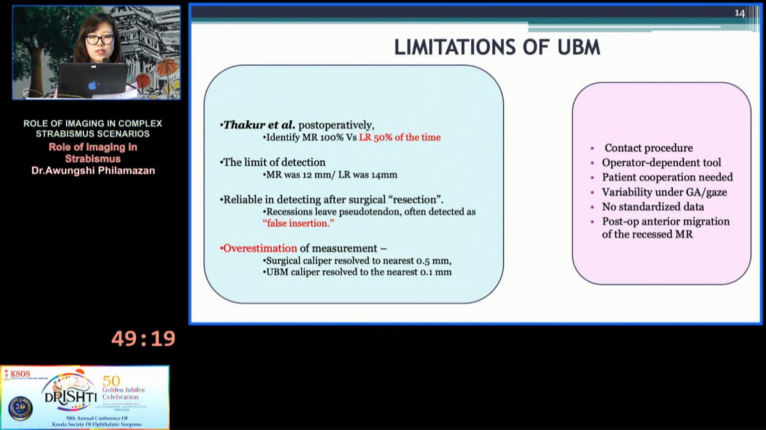It has better resolution and higher image quality. The limitation is that it can detect the lateral rectus only 50% of the time, so sometimes it may not be as useful as we thought. The further the muscle is from the limbus, the more difficult detection becomes. It is easier to detect in resection as compared to recession, because recession leaves behind a pseudotendon, which can be detected as a false insertion. Sometimes there is overestimation of measurement. Since it's a contact procedure, sometimes the patients may not be very comfortable, and depending on the gaze, the measurement can also vary.